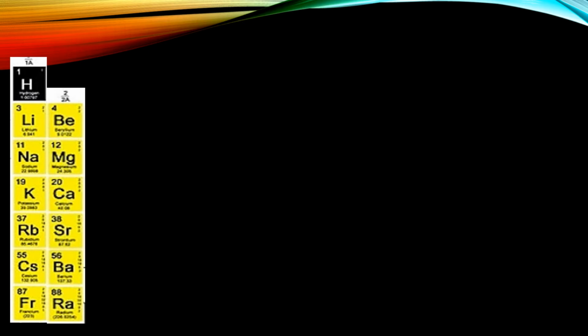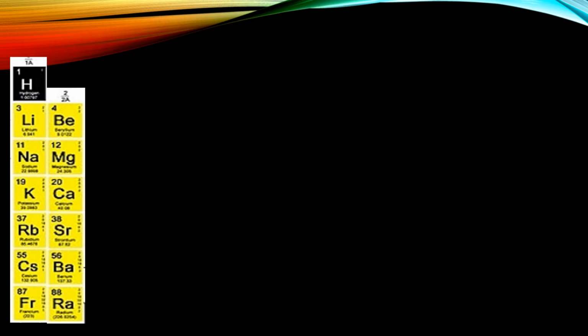Second A group: beryllium, magnesium, calcium, strontium, barium and radium. It is the second A group and they are called the alkaline earth metals. Both these groups, first A and second A, alkali metals and alkaline earth metals, are considered as the S block elements because their valence electrons fall in the s orbital. They are also called the representative elements of the periodic table, representative S series, because their valence electrons fall in the s orbital.